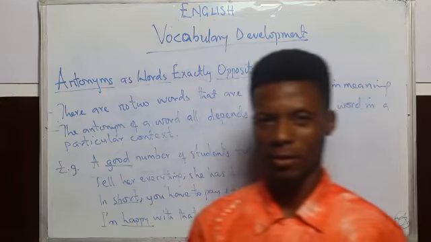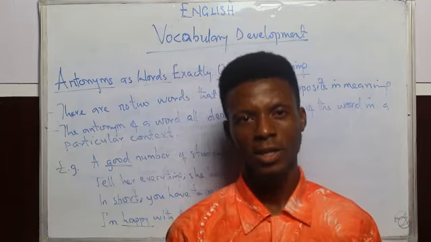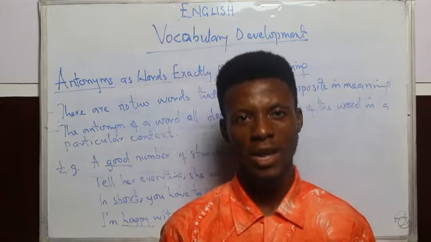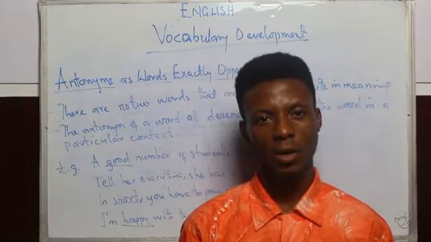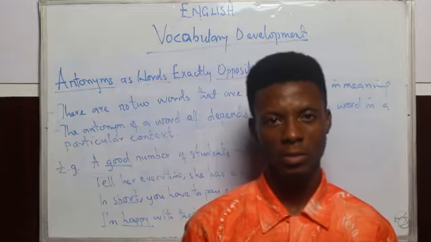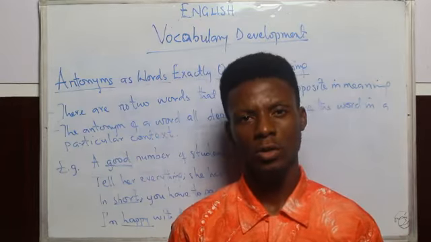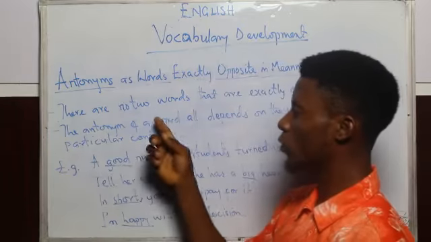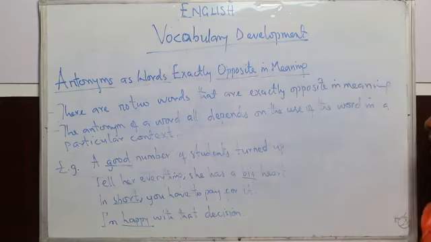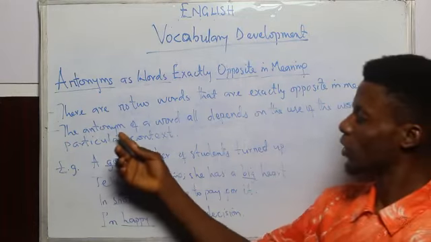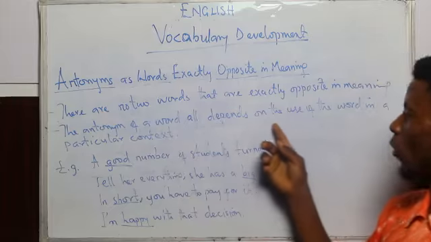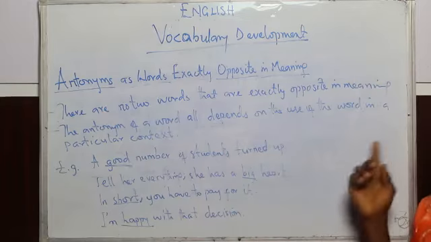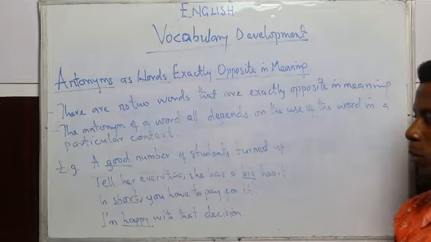Let us ask ourselves this question: is there any word that has exactly an opposite in meaning? Definitely not. There are no two words that are exactly opposite in meaning. Why? Because the antonym of a word all depends on the use of the word in a particular context.